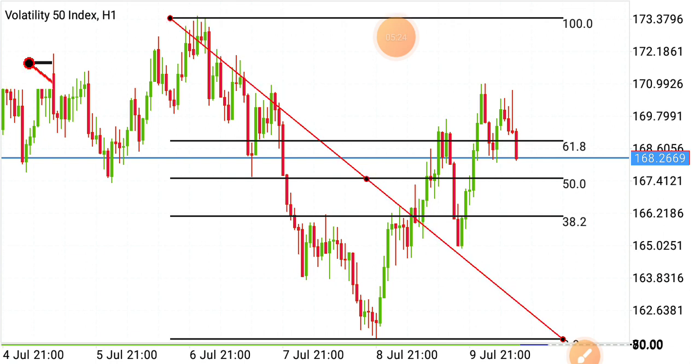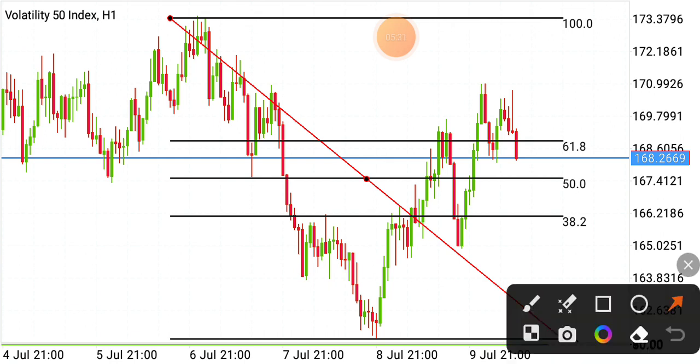All right, so you can see the market did not reverse until it got to this level, 61.8, here. It reversed the first time, then the second time it went above it but still came back and formed a double top here. You can see there's a double top here. There's a double top there.